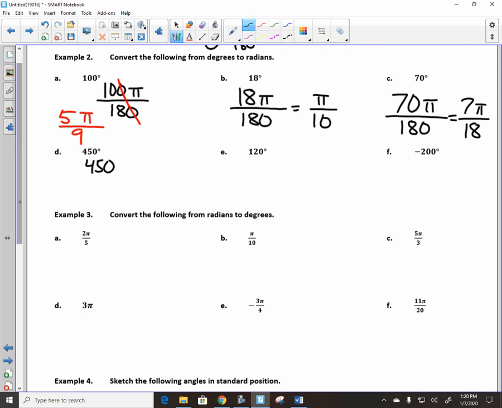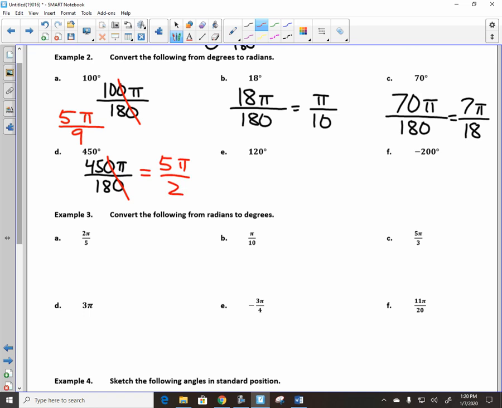450 pi over 180. What can I cross off right away? The zeros. And now I see 45 and 18 are both divisible by? They're both divisible by 9. 45 divided by 9. So I get 5 pi over 2.